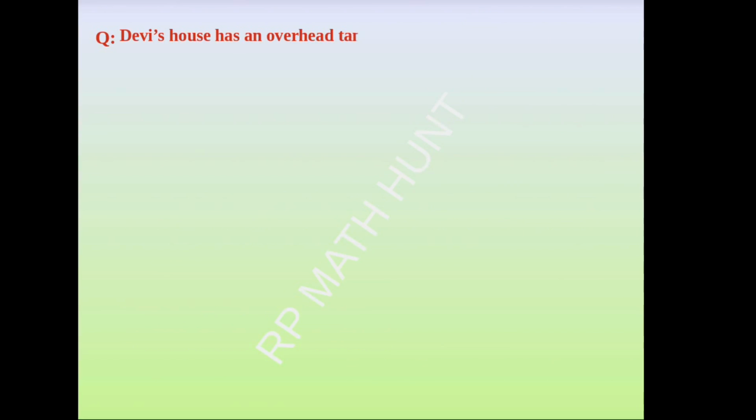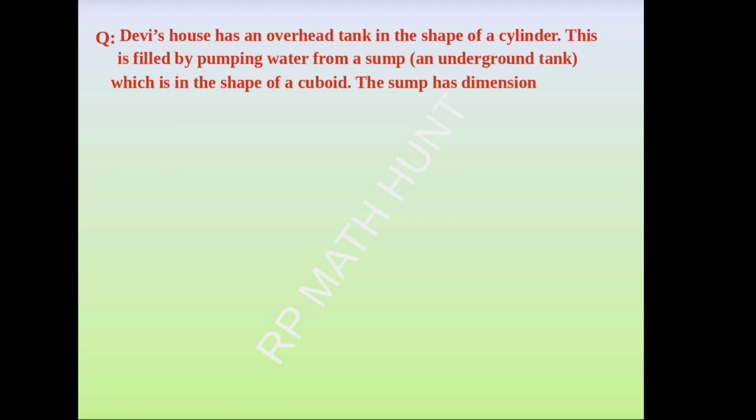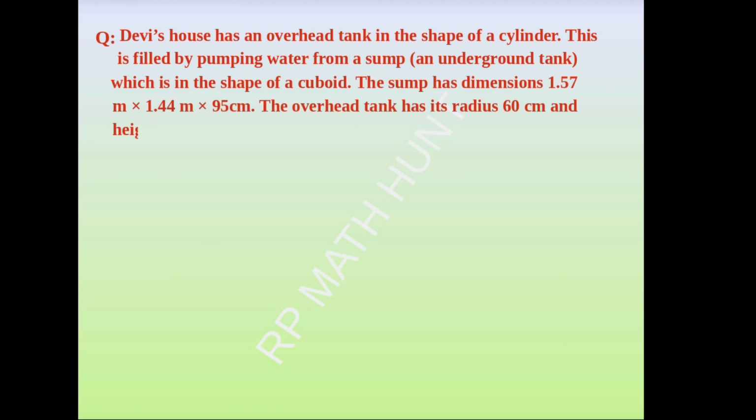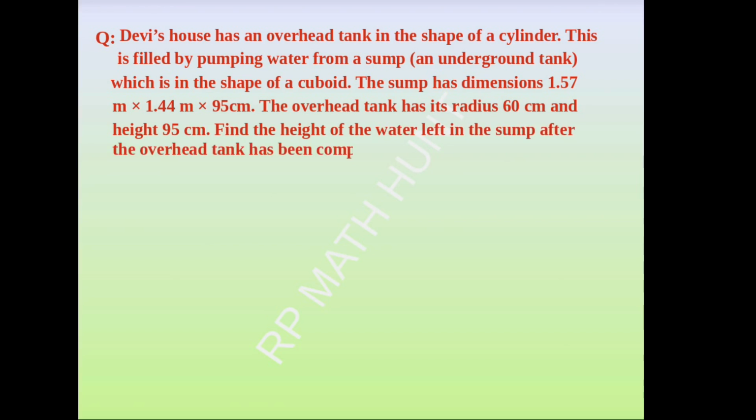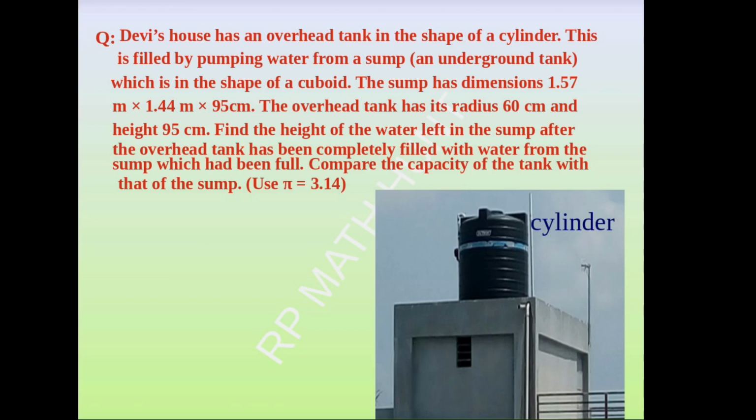Davy's house has an overhead tank in the shape of a cylinder. This is filled by pumping water from a sump, an underground tank, which is in the shape of a cuboid. The sump has dimensions 1.57 meters into 1.44 meters into 95 centimeters. The overhead tank has its radius 60 centimeters and height 95 centimeters. Find the height of the water left in the sump after the overhead tank has been completely filled with water from the sump which had been full. Compare the capacity of the tank with that of the sump. Use pi is equal to 3.14.